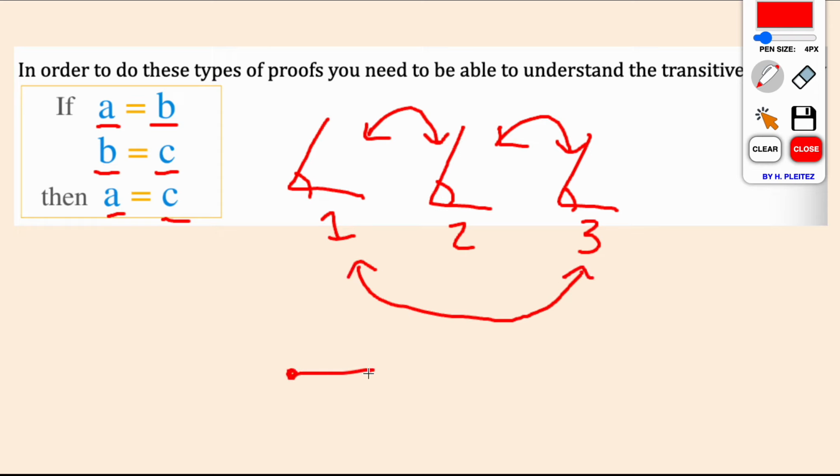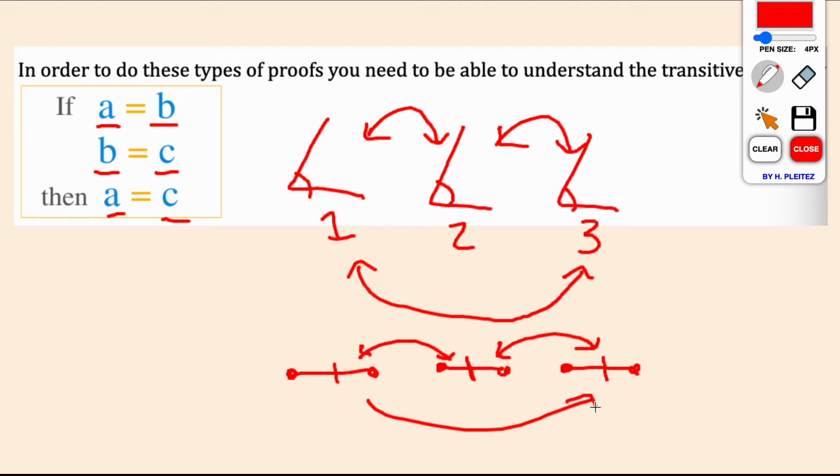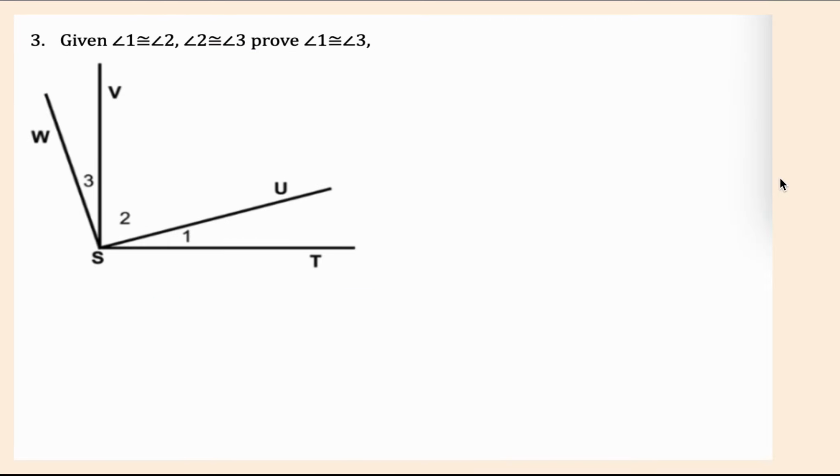Now this also works with segments. So if you have 3 segments here, and you know that segment 1 is congruent to segment 2, and if you labeled that, right? And then if you knew that segment 2 was also congruent to segment 3, then it makes sense. They're all congruent, right? So that would also mean that segment 1 is congruent to segment 3 as well. So you might see this, you might have to use it in a proof, and your reason here would just be transitive property. So let's actually try that. Let's see what it looks like.